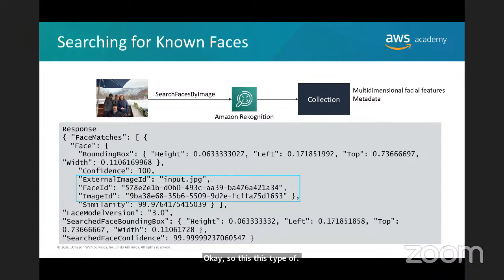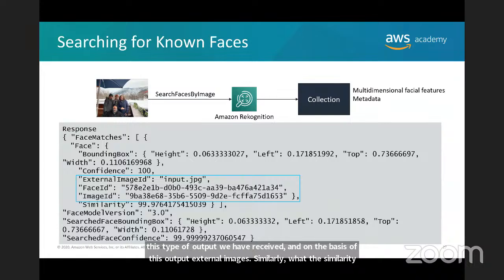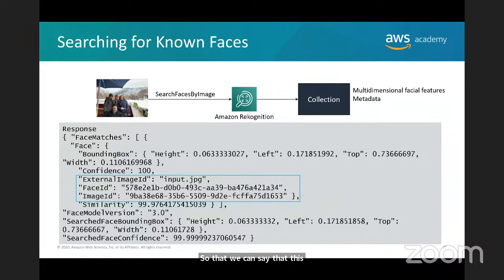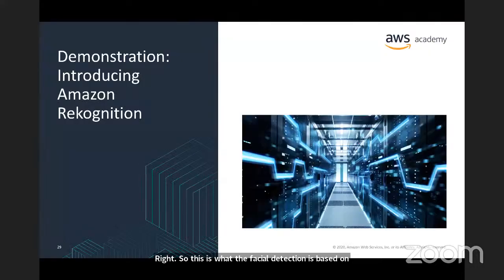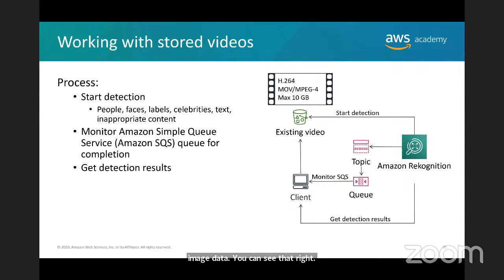Okay, so this type of output we have received, and on the basis of this output, face ID, external image, image ID, and similarity, where the similarity is 99.9, we can say whether this particular face is present in this image or not, right? So this is how facial detection works based on the image data. There are a lot of things available, but we have a time limit. I think I will stop here.